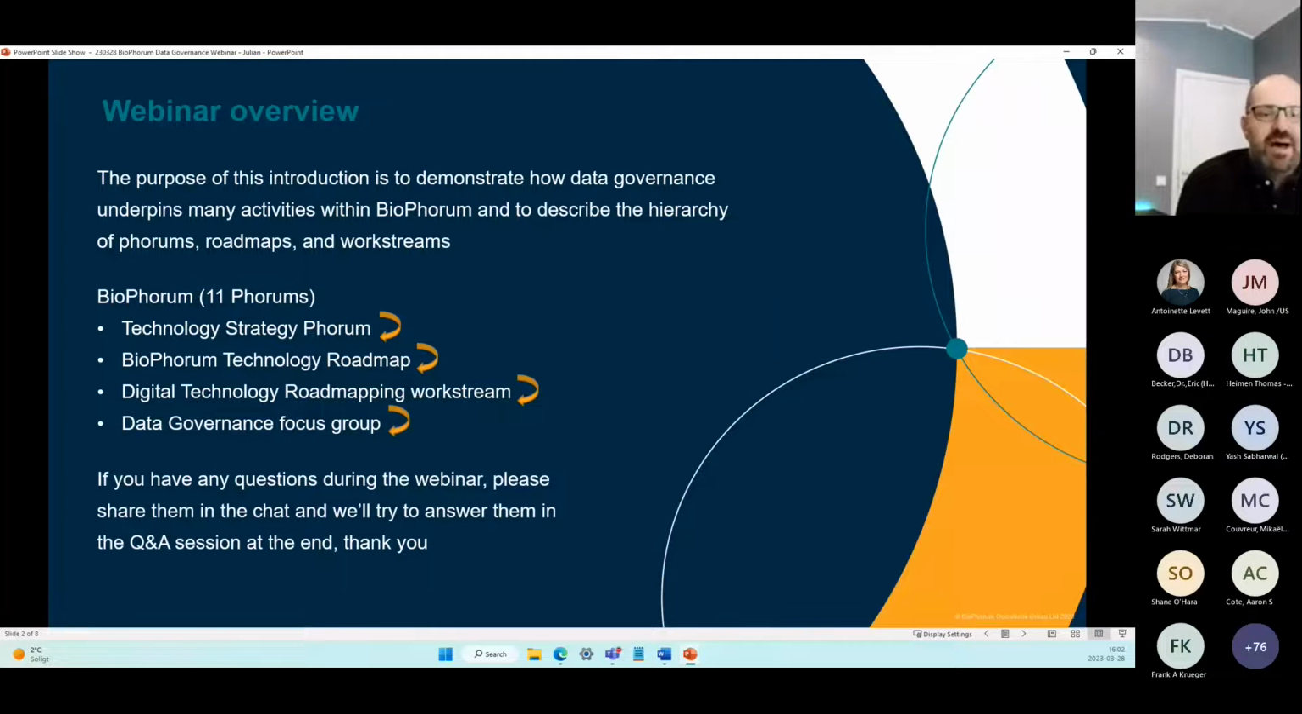One is to demonstrate how the data governance topic underpins a lot of the activities we see within BioPhorum, but also to describe a little bit of the hierarchy of forums, roadmaps, and work streams that you'll hear about today. That's especially for those of you who are maybe new to BioPhorum. For those of you who are used to BioPhorum, please bear with me while I do that.